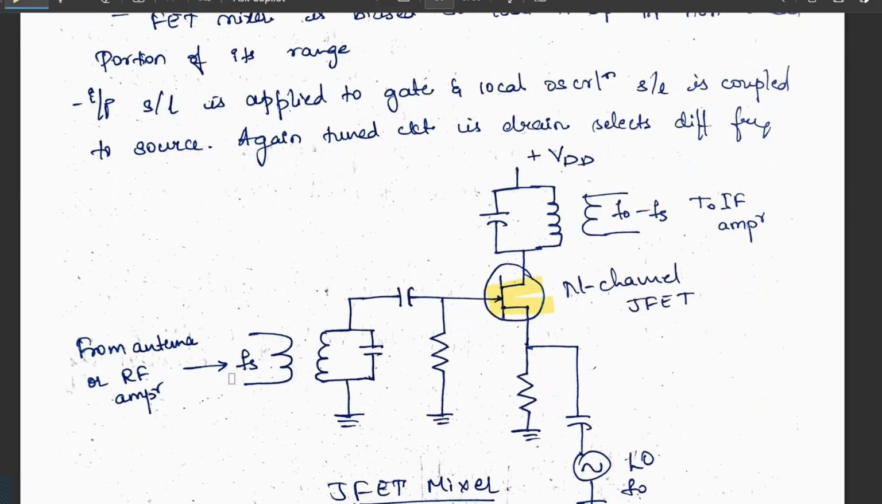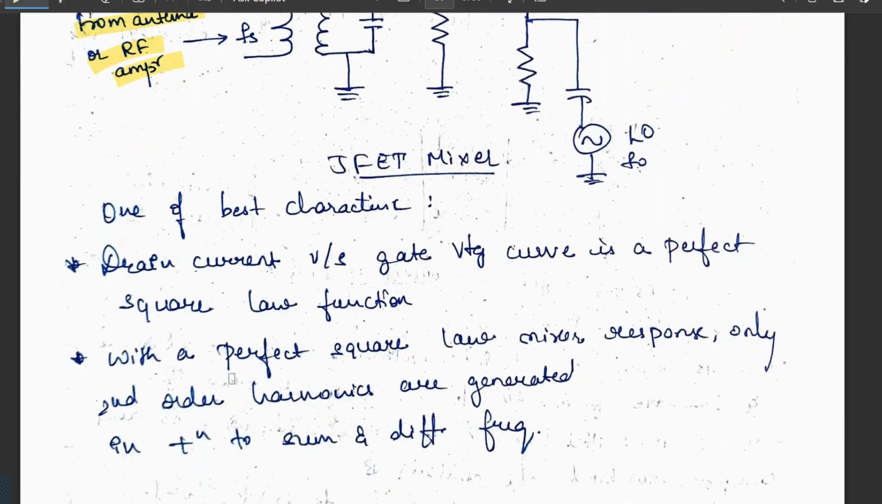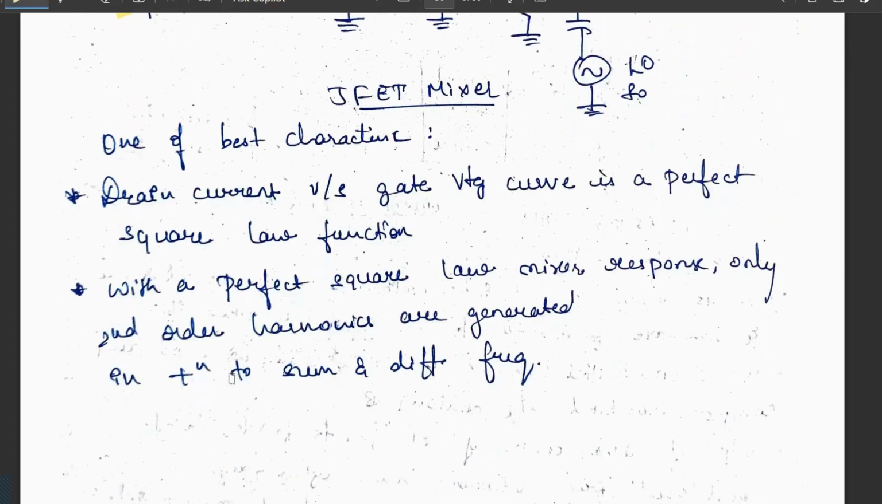You can observe this is our N channel JFET. From the antenna and RF amplifier the signal is given. So VDD is present and here the IF amplifier. One of the best characteristics is that the drain current versus gate voltage curve is a perfect square law function. With the perfect square law mixer response, only second harmonics are generated, so in addition to the sum and difference frequencies. So this was all about the end of module 3 part 2.